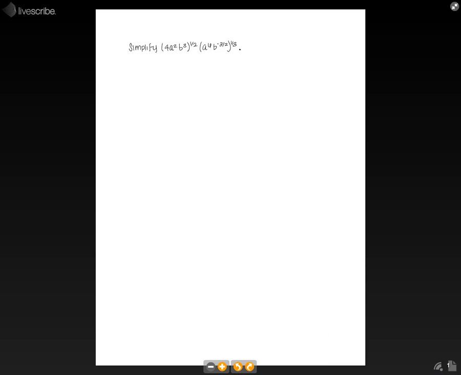In this pencast, we're going to be learning how to simplify fractional exponents. So there's a few properties we need to know to be able to do this problem. So we're going to write those out really quickly. So the first one is that a to the m over n can be rewritten as the nth root of a to the m.